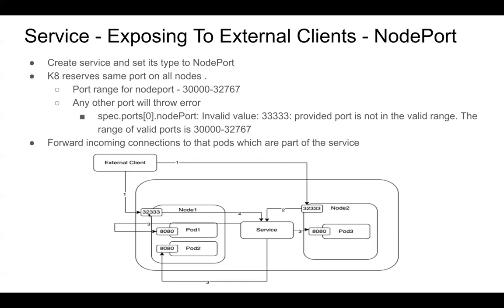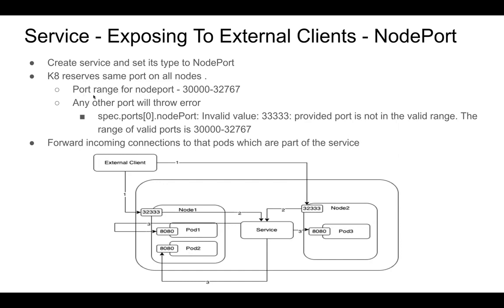And what these nodes will do is, when a request is received at 32333, this is a node port, correct? This is a node port for this node, and this is the node port for this node. They will route it to the service object. Then the service object will route it to the pod, something like 8080 on pod 1. So that's how it works.